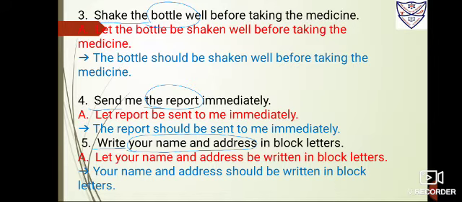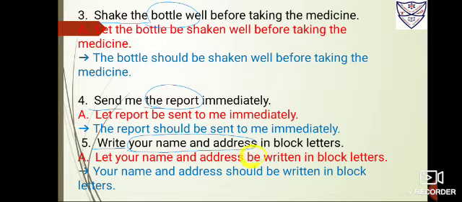Number 5, write your name and address in block letters. Write is the verb, so you have to underline it. Your name and address is the object, so we'll circle it. Now object and verb you have got. So now we'll begin with let, and immediately with let we'll have the object. So it is let your name and address.